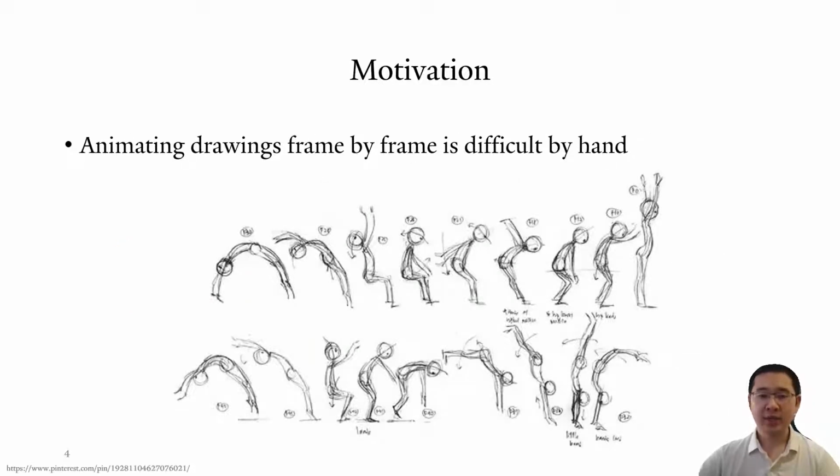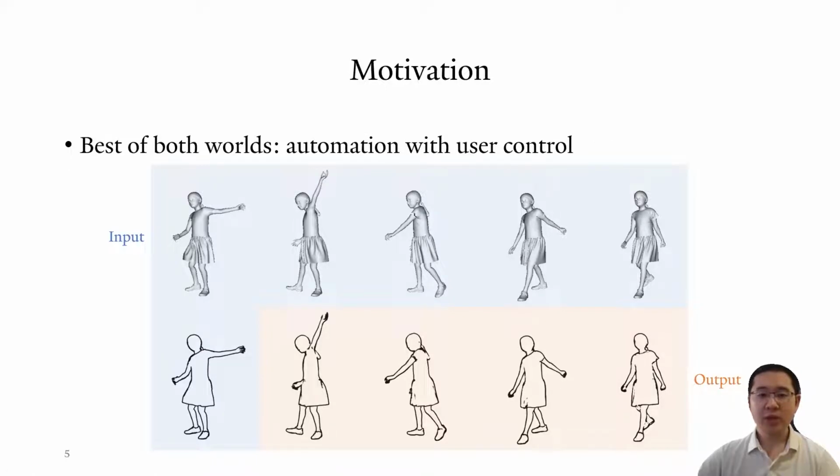Particularly in the case of animation, animators often need to draw many sketches frame by frame, even though it is a tedious process. Wouldn't it be great if we develop a method that can make line drawing animation easier while allowing user control, so we can get the best of both worlds?